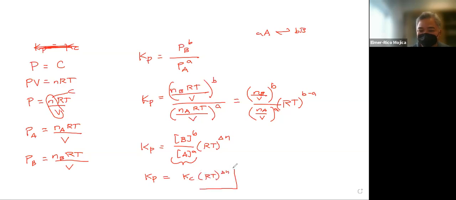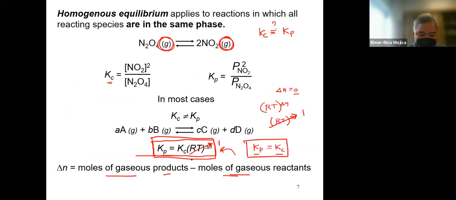So I just derived to you the relationship between the two, on how we end up with this relationship here. So let's try.